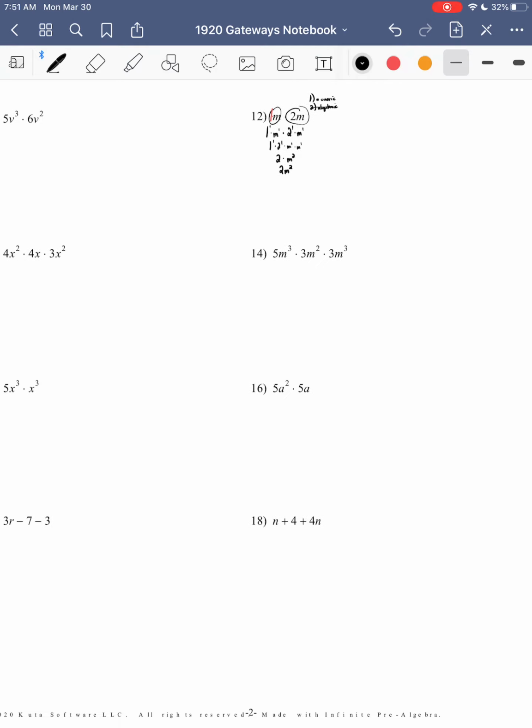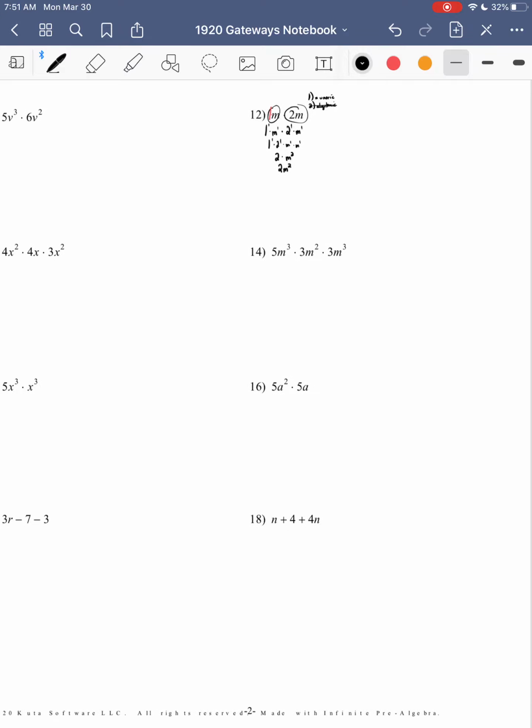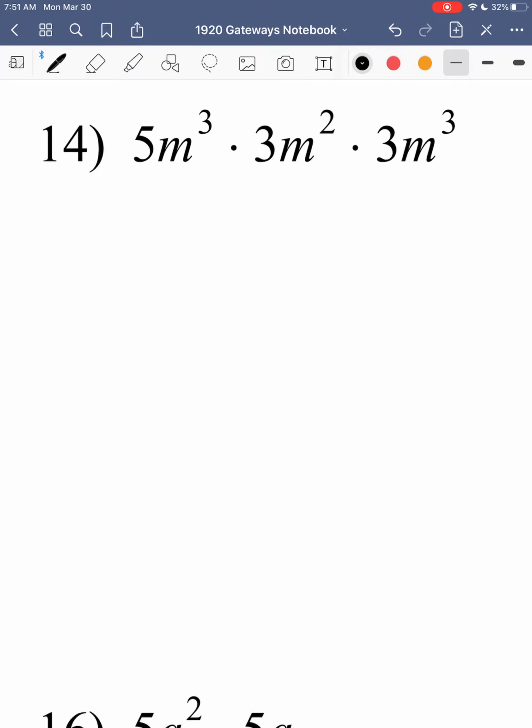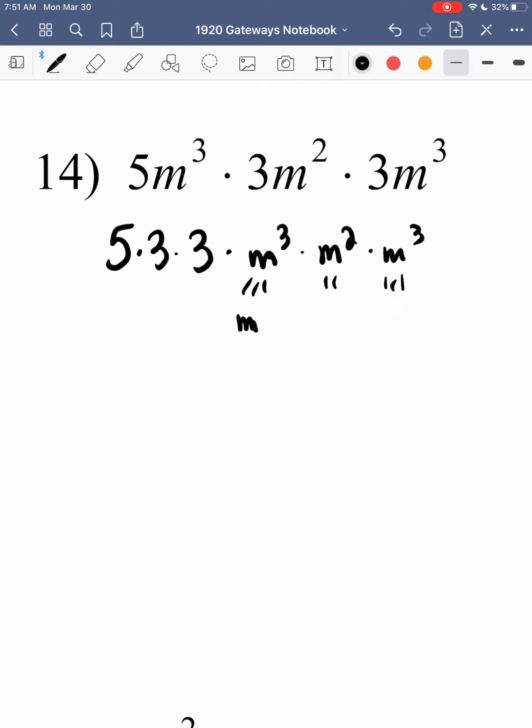Good. Let's move down to some of the ones that have multiplying here. This one is no different. Let's not write it all out because I don't feel like writing it. But in essence, let's skip a step. Let's write it as 5 times 3 times 3 times m to the third times m to the second times m to the third. Rewrite them in order. And if I really want to write them all out, I really don't. But if I did, it'd be 1, 2, 3, 4, 5, 6, 7, 8 m's. And then 5 times 3 times 3 is what, 45?